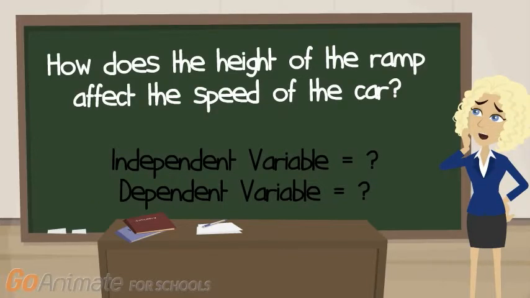Let's try one more example to see if you've got it. In this question, how does the height of the ramp affect the speed of the car? What is the independent and dependent variable?